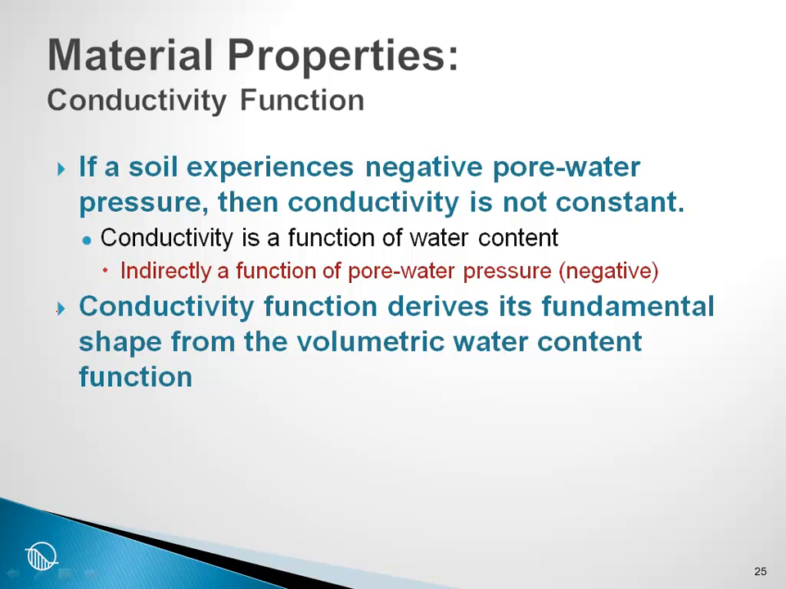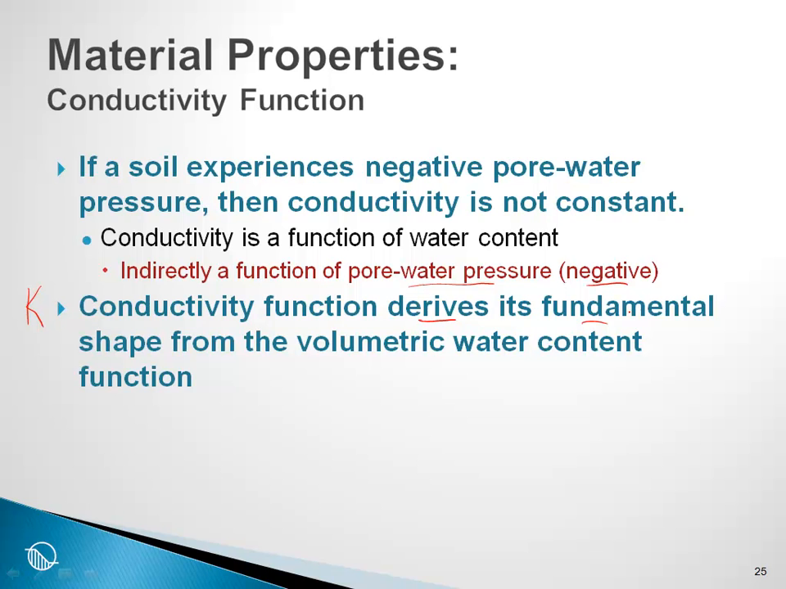As we already have illustrated, if a soil experiences negative pore water pressure, then the conductivity is not constant. It's more difficult to flow when there are air pockets inside the soil. So conductivity is a function of water content. Indirectly, conductivity is also a function of the pore water pressure, particularly the negative pore water pressure. And therefore, the conductivity function, the K function, derives its fundamental shape from the volumetric water content function.